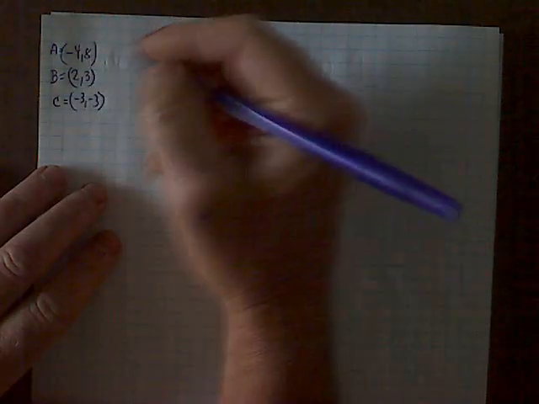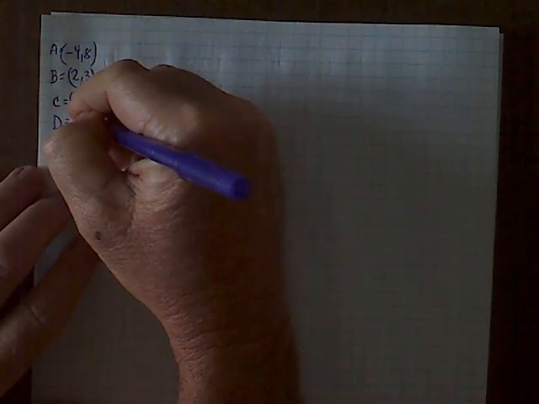Point A is -4, 8. Point B is 2, 3. Point C is -3, -3. And point D is -9, 2. Okay, now again, you need to do this with me.